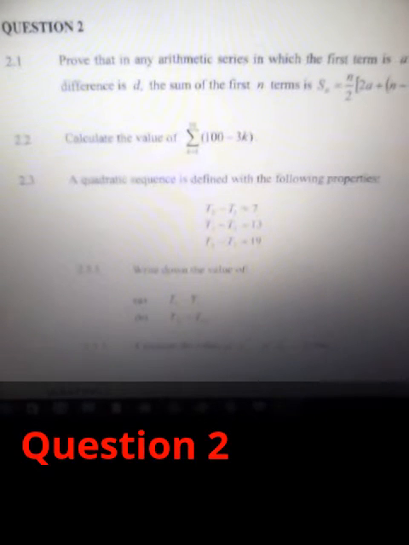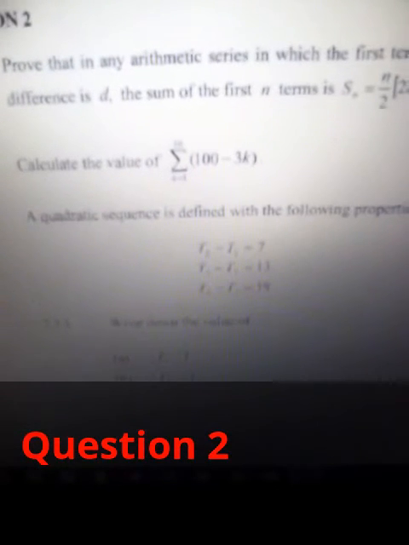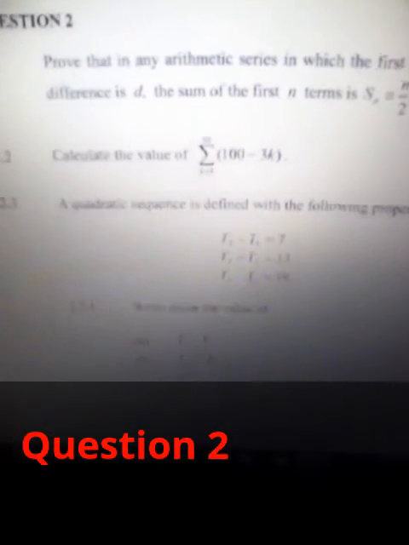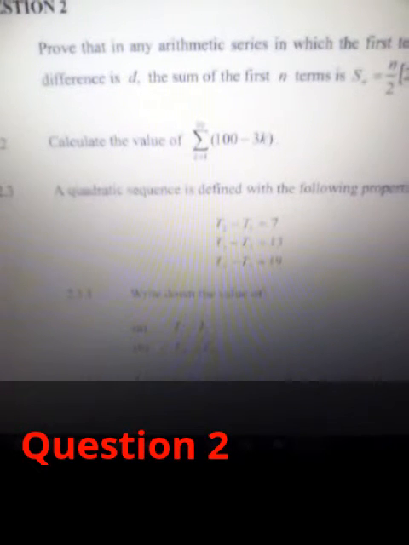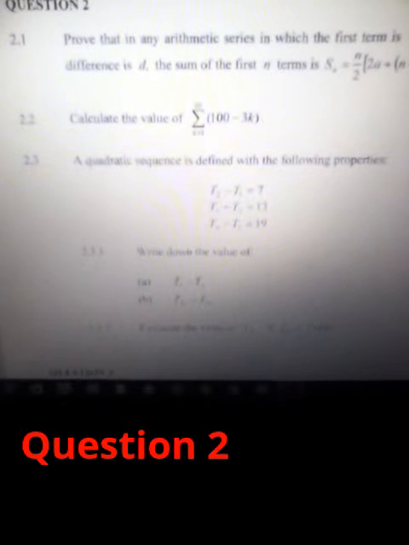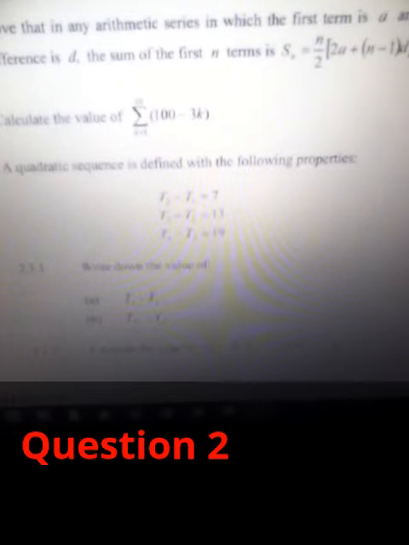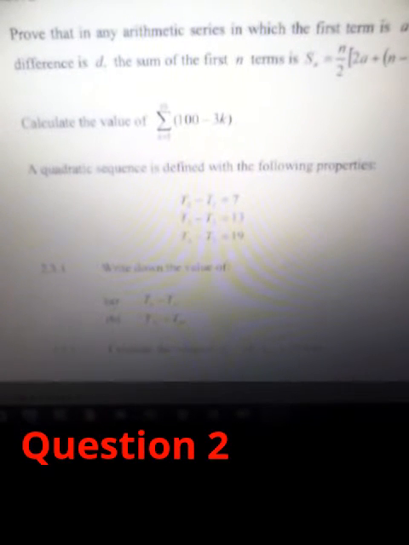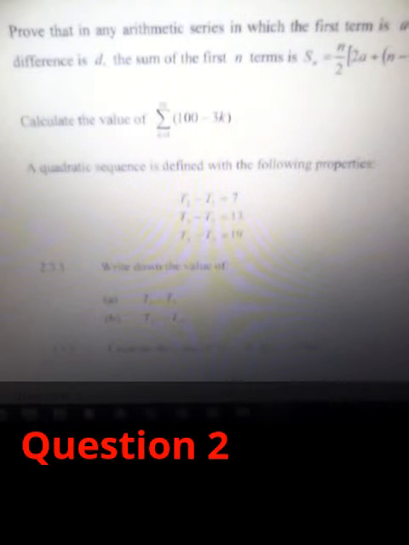2.2, calculate the value of the sum of 50 terms when k is equal to 100 minus 3k. 2.3, a quadratic sequence is defined with the following properties. T2 minus T1 is equal to 7. T3 minus T2 is equal to 13. T4 minus T3 is equal to 19.